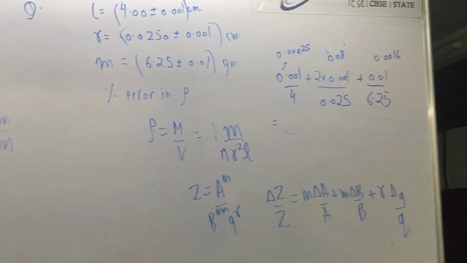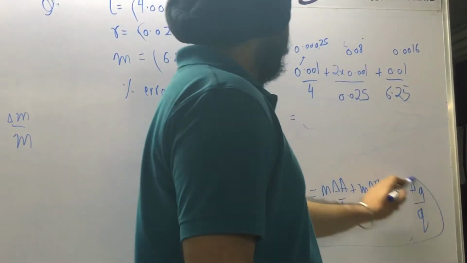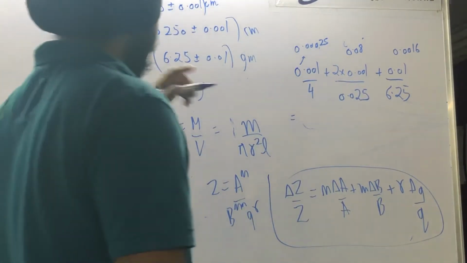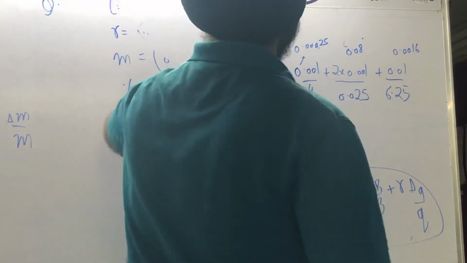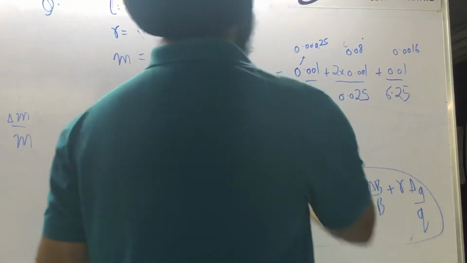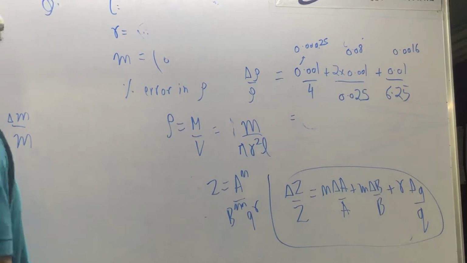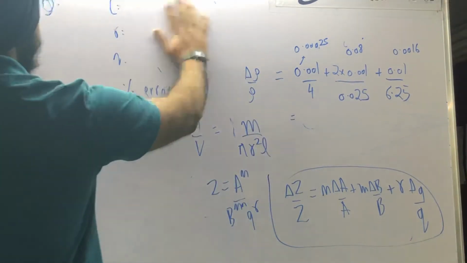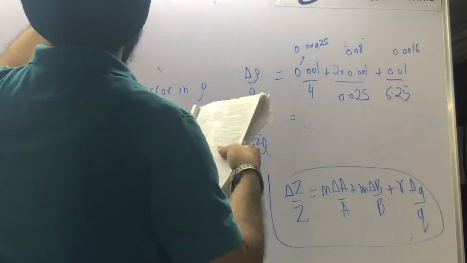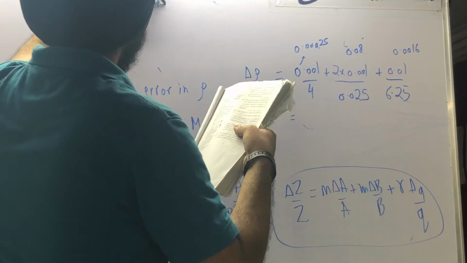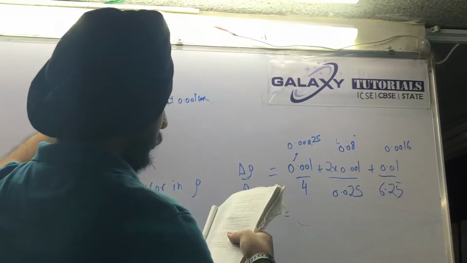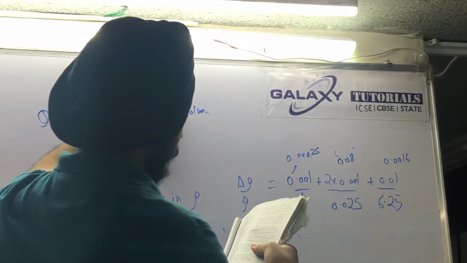Okay, so you know the formula already. Just substitute all the values in this formula. So what we get is basically delta density upon density, the relative error in density, is equal to... Oh, sorry, I shouldn't have dropped this one, because you need these values. So L is equal to 4.00 plus minus 0.001 centimeter, R is equal to 0.025 plus minus 0.00.